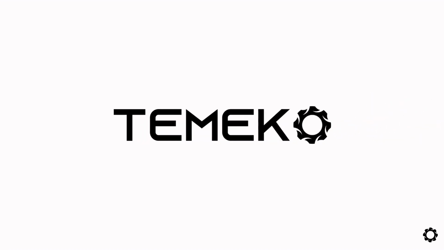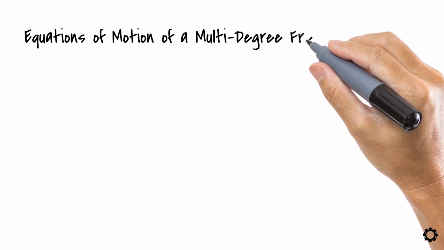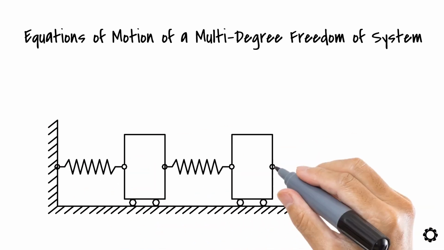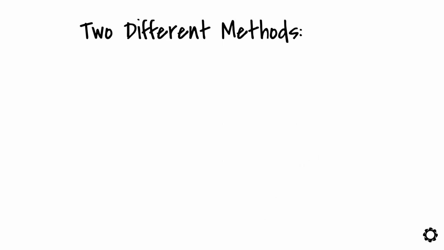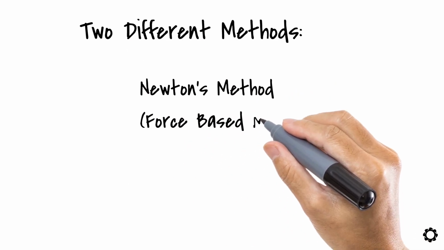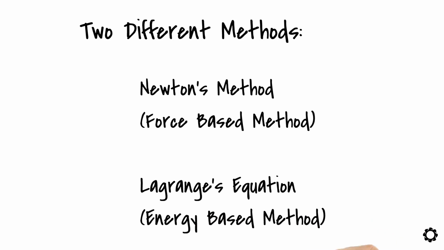In the next couple of videos, we are going to learn how to form the equations of motion of a multiple degree of freedom system that consists of multiple bodies which are attached to each other by a set of springs. There are two different methods which we can use to form these equations of motion. One is based on force, which is called the Newton's method, while the other is based on energy, which is called the Lagrange's equation method.